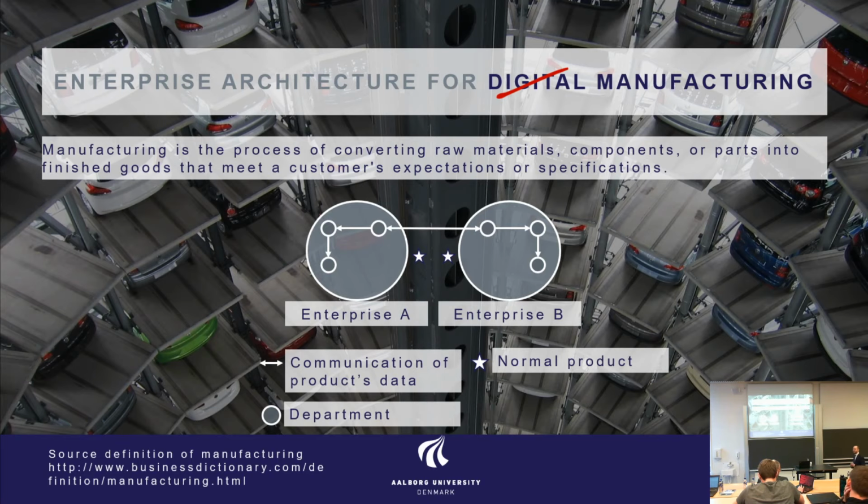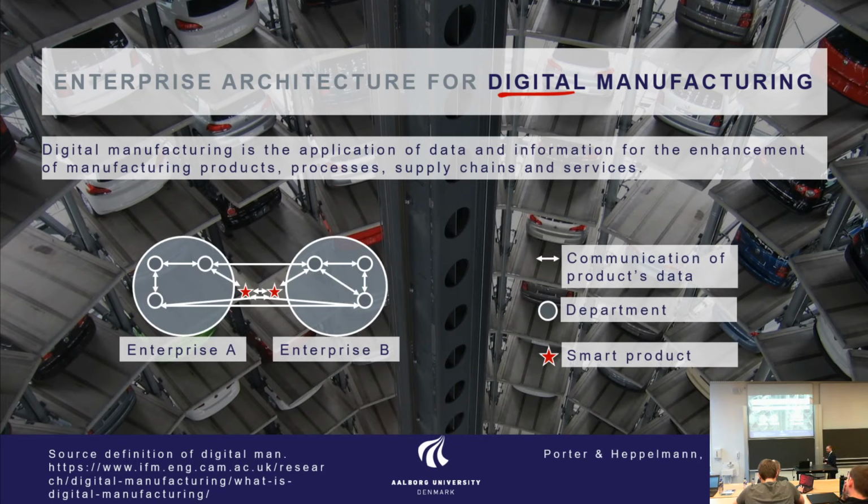And what is digital manufacturing then? Well, digital manufacturing is the application of data and information for the enhancement of manufacturing products, processes, supply chains, and services. So it's really the use of data that was not available before, oftentimes because of smart products, for example, products that are able to communicate to the manufacturer how the product is used, when it is used, which failure or which issues it is experiencing.